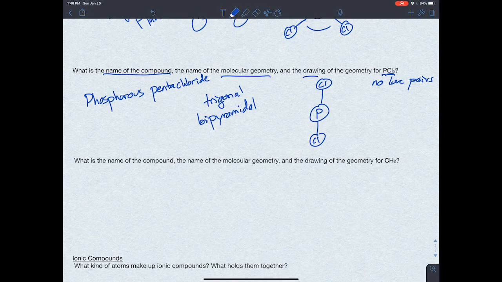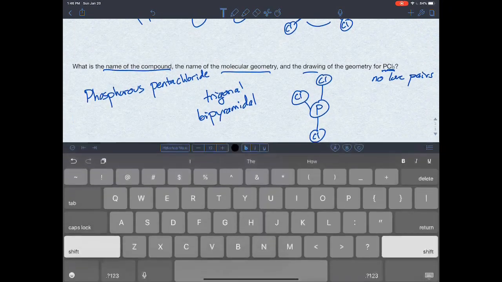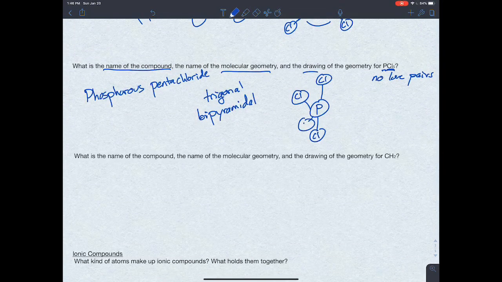So let me see. I'm not the best artist. Let's see what I can do here. So you have 1 here. What was that? Why didn't I erase? There you go. Okay, 1 here and 1 here. Now this one here is going backwards. All 3 of these are in a plane like that, and then the 2 are going straight up and down. So this is how they can spread out as much as they can. Trigonal, 3 in the central plane. Bipyramidal, 2 going up and down.